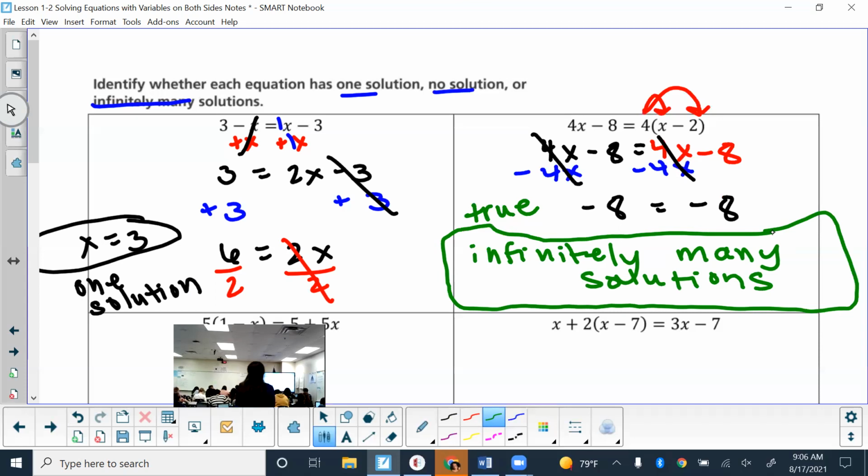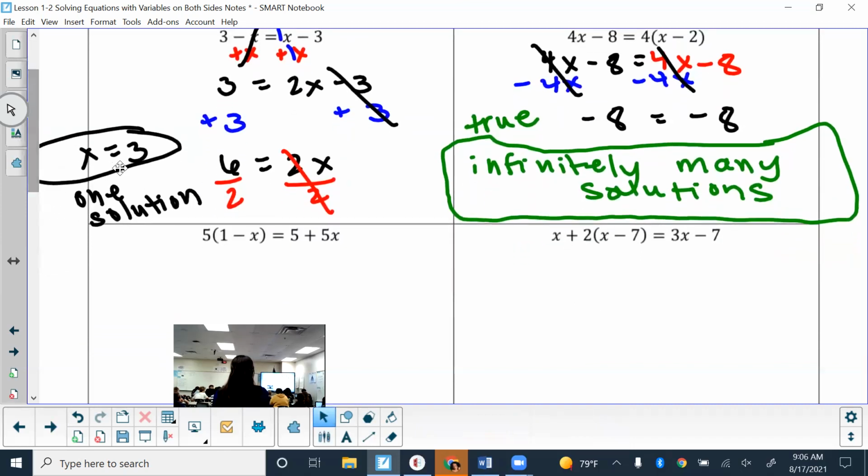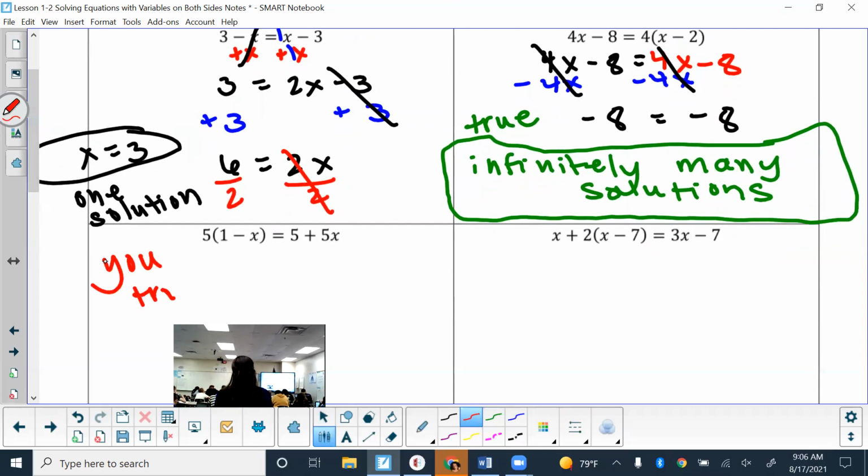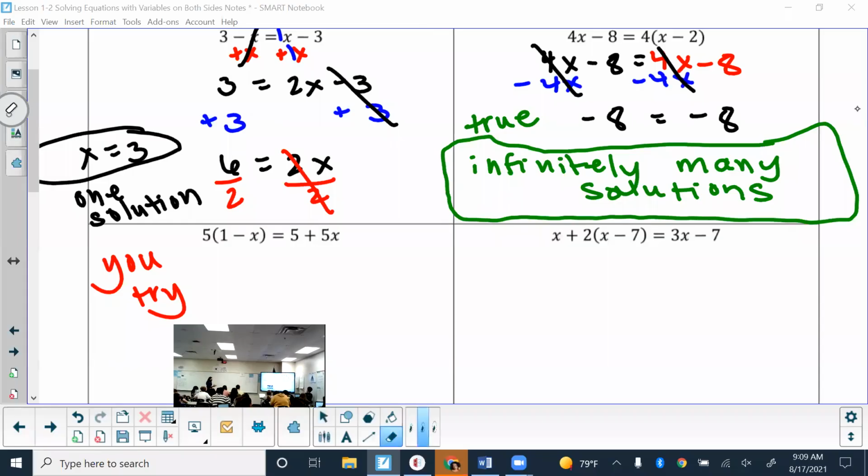So go ahead, I'll give you a minute. You can try the one that is in this box down here. So just try this one. And we'll see what you get. Distribute, do we need to do that in this problem? Yes. So what did you get when you distributed that 5?